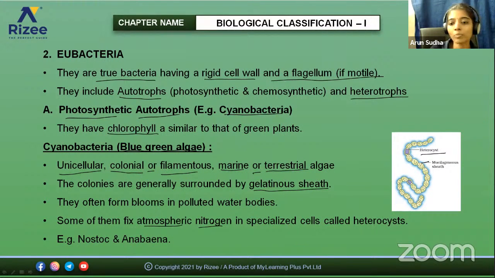One of the main harmful things about cyanobacteria is that they often form blooms in polluted water bodies. There will be overgrowth of these cyanobacteria, and they form a hazard in polluted water bodies. This is one of the main hazards of cyanobacteria. They give a very bad odor to the water because of the more formation of cyanobacteria. They form colonies on the surface of water. This is about the cyanobacteria, which is an example of a photosynthetic autotroph.